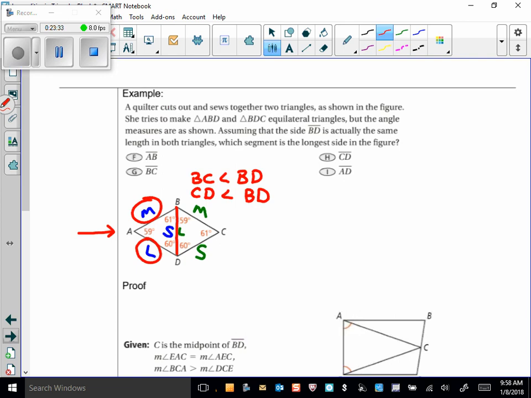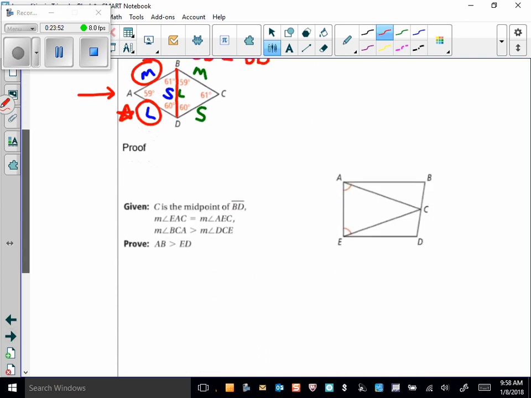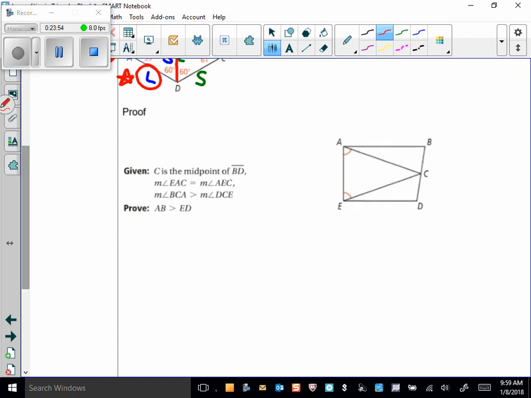So what I know is that AD, this one right here, has to be the longest side in the whole thing. You might have to think about that a bit, and if you need to, we'll do another problem or two like this one in class next time. Okay? You might have to pause and give that one some thought. I like that problem. Hint, hint.